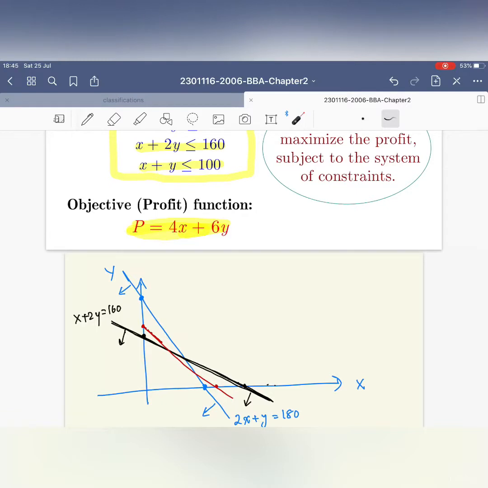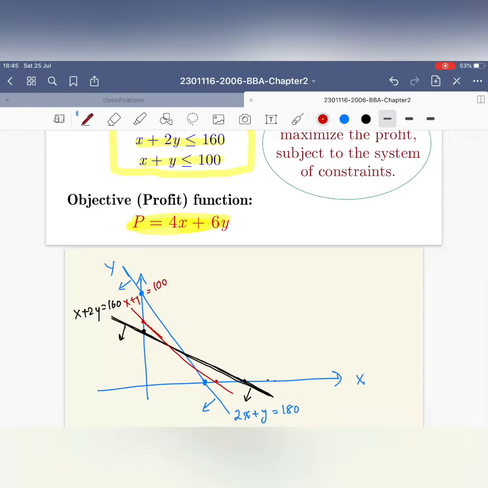Let me just indicate first that your red one is x plus y equals to 100. So let's look at your blue, which is 2x plus y equals to 180, and your black, which is x plus 2y equals to 160.